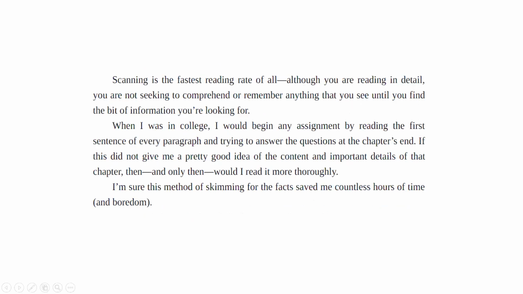Scanning is the fastest reading rate of all. Although you are reading in detail, you are not seeking to comprehend or remember anything that you see until you find the bit of information you're looking for. So remember, scanning is the fastest reading rate. That might be a question. Midterm.